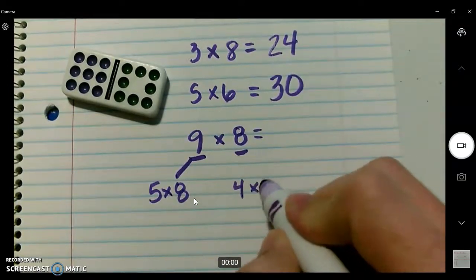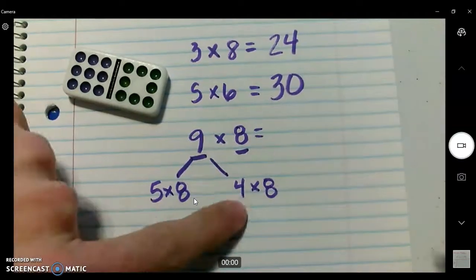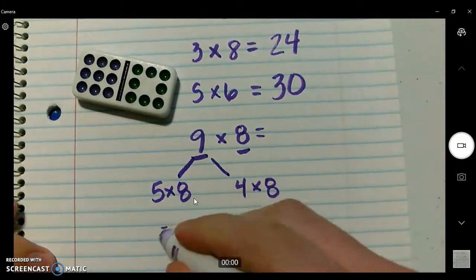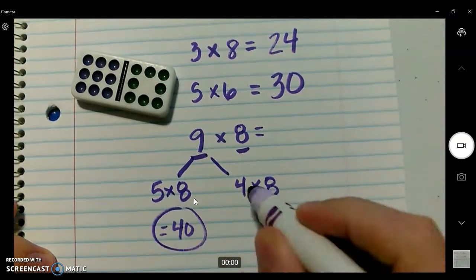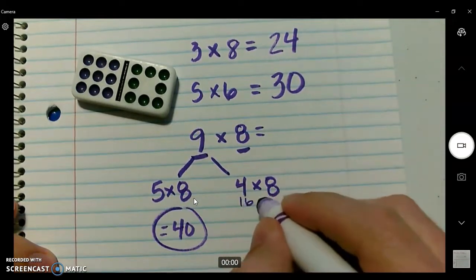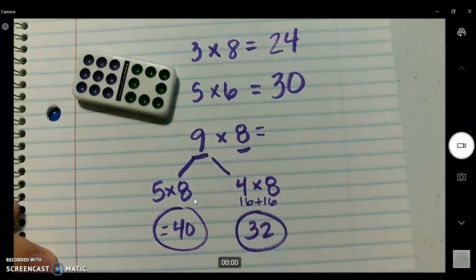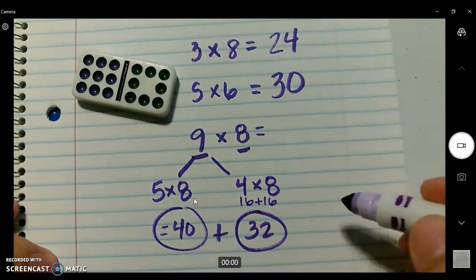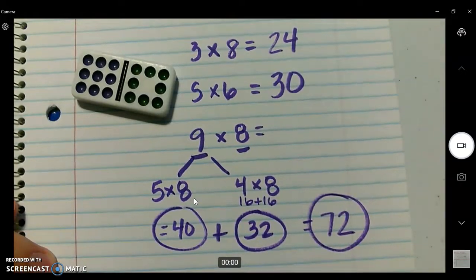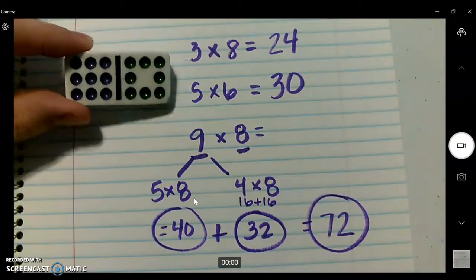and 4 times 8. Here I took my 9 and made it into a 5 and a 4, and I kept my 8 the same. 5 times 8, I'm really good with the clock. That equals 40. 4 times 8, well, I know that 4 times 2 is 16, so 16 plus 16, 32. Alright, now I put them together. 40 plus 32 equals 72. And I just used the break apart strategy. And I just learned a new math game.